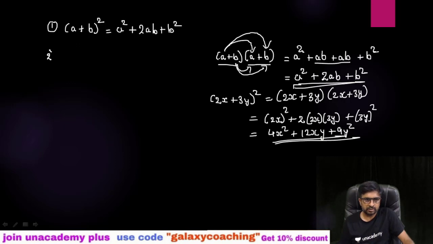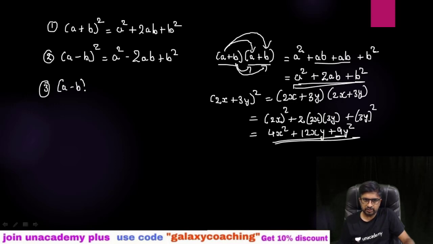I think this is identity number 2, (a minus b) whole square. So directly you will get a square minus 2ab plus b square. Means one time (a plus b) into (a plus b), so (a plus b) whole square. One time (a minus b) into (a minus b), so (a minus b) whole square. Third one, (a minus b) into (a plus b). Different. At that time also they found one answer, and directly they kept that as our identity, a square minus b square.